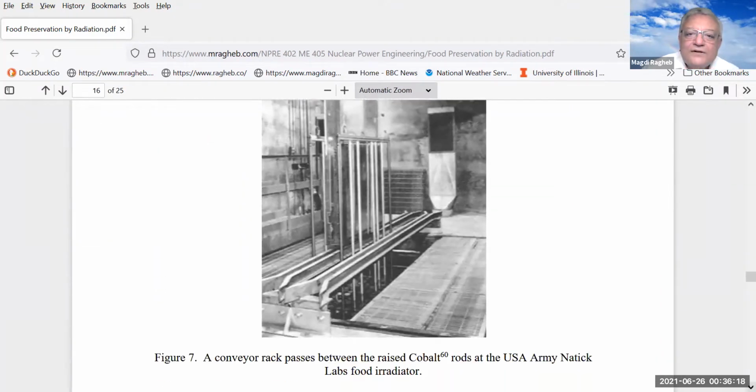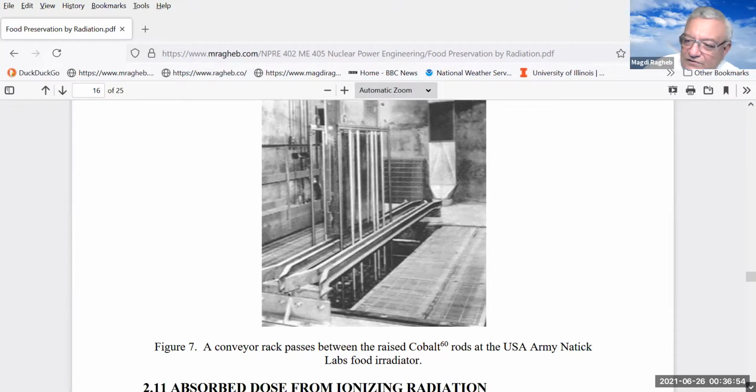This is an irradiator, in fact, used by the United States Army Natick labs, a food irradiator, to irradiate the meals ready to eat. It is unthinkable to give astronauts food that has not been irradiated, because you don't want them to get the stomach flu on the spaceship. Imagine just what would happen if they do. So they depend on irradiated food, either by X-rays from electron accelerators or from gamma rays. This is how the military irradiate their meals ready to eat.